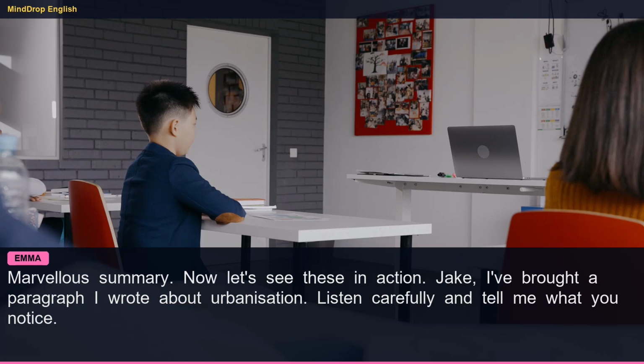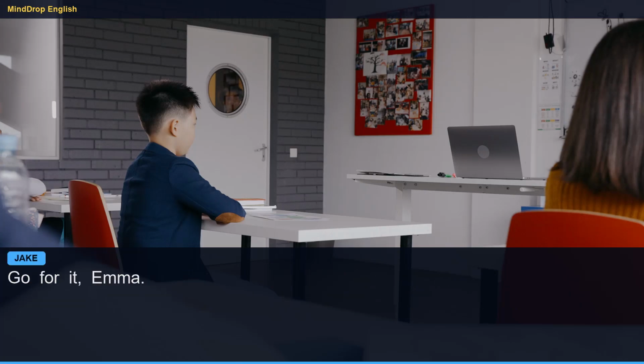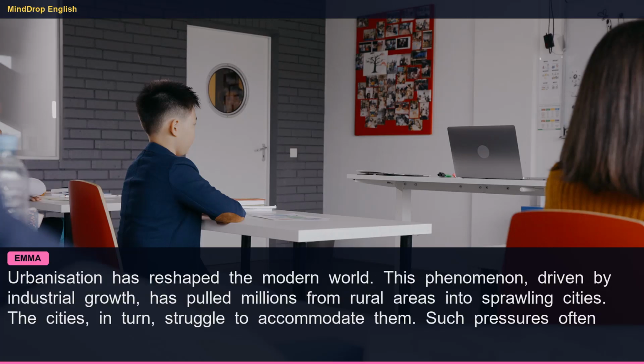Jake, I've brought a paragraph I wrote about urbanization. Listen carefully and tell me what you notice. Go for it, Emma. Urbanization has reshaped the modern world. This phenomenon, driven by industrial growth, has pulled millions from rural areas into sprawling cities. The cities, in turn, struggle to accommodate them. Such pressures often manifest in housing shortages and overburdened transport networks.